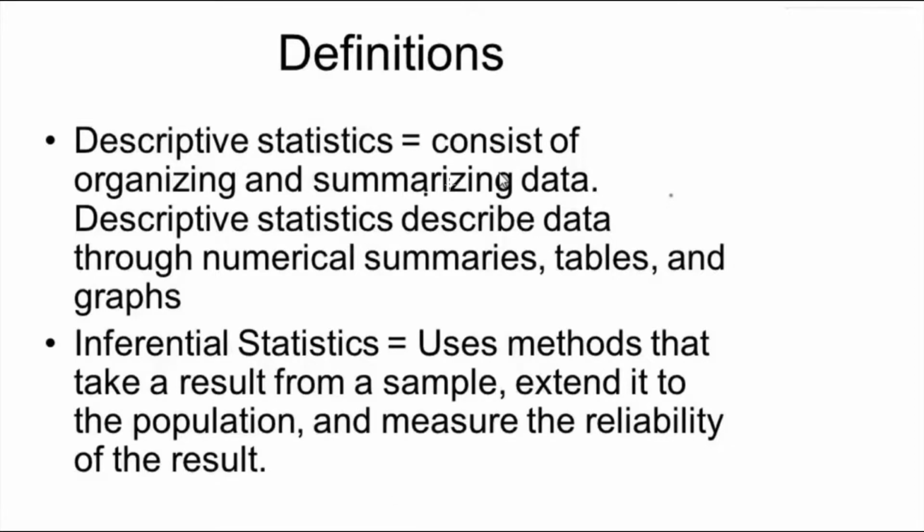Now let's look at the definitions. Descriptive statistics consists of organizing and summarizing data. Descriptive statistics describe data through numerical summaries, tables, and graphs. Inferential statistics uses methods that take a result from a sample, extend it to the population, and measure the reliability of the result.